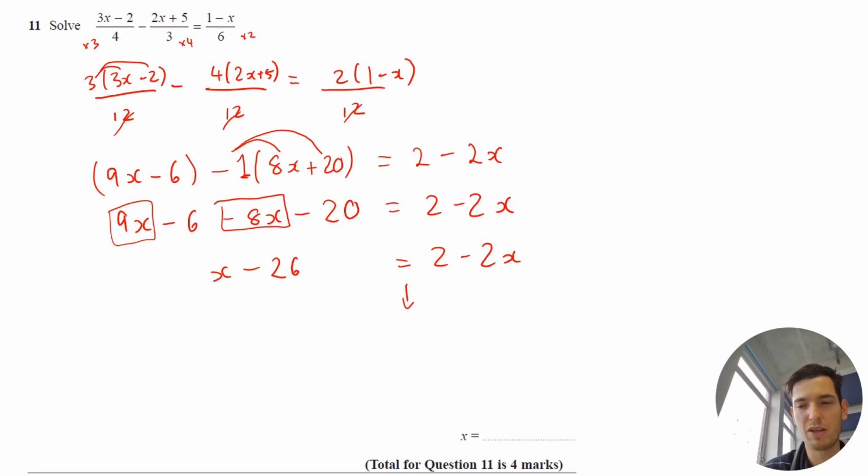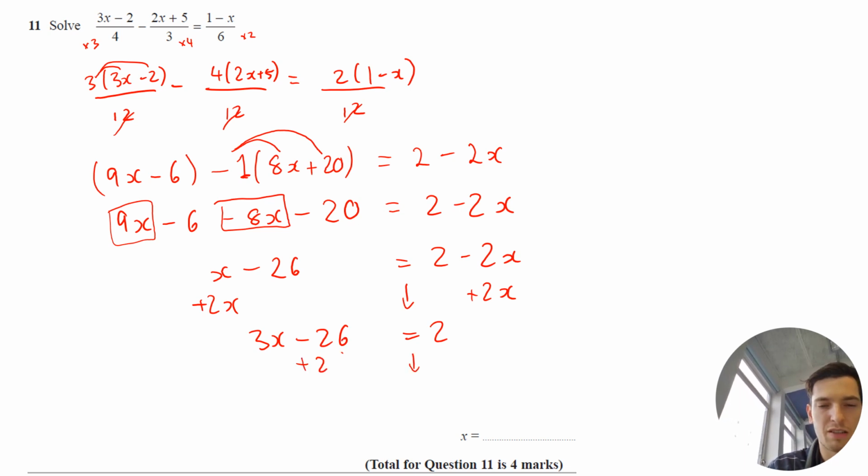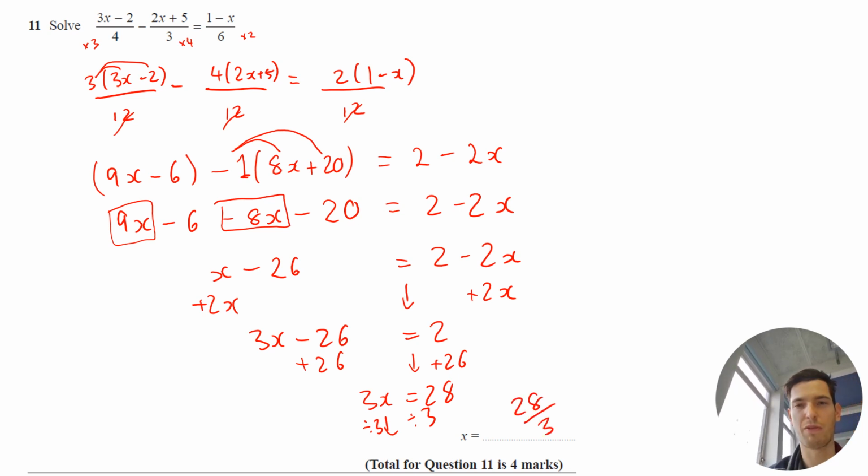So now I'm just solving an equation with x on both sides, so plus 2x to both sides. And I got 3x minus 26 equals 2. Add 26 to both sides. 3x equals 28. And then finally divide by 3. So x is, I can leave it as a fraction, 28 over 3.